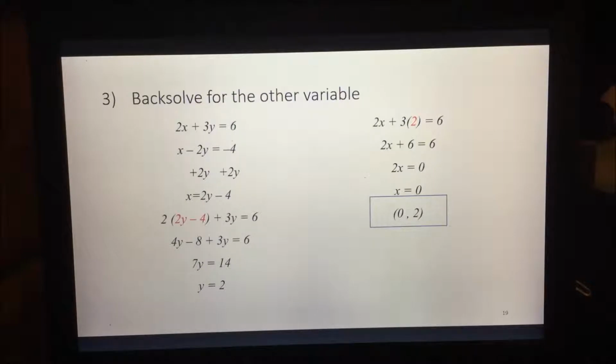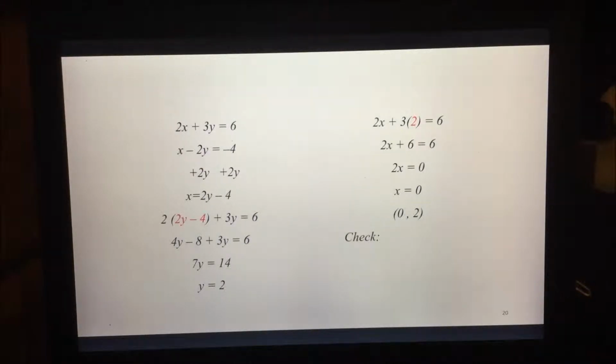So what do we think? Could I have done this differently? Sure. I could have substituted in the y equals 2 into the second equation. And if you take a look at that, you'll see you get the same answer. X equals 0, and then the solution is 0, 2. So am I done? I hope no one said yes, because we're solving equations here, so we always check our answers.